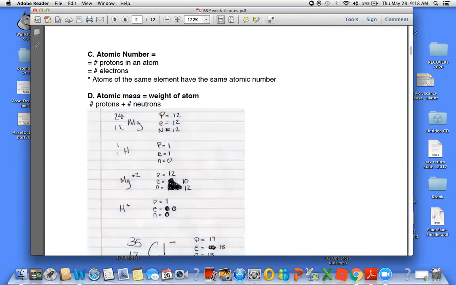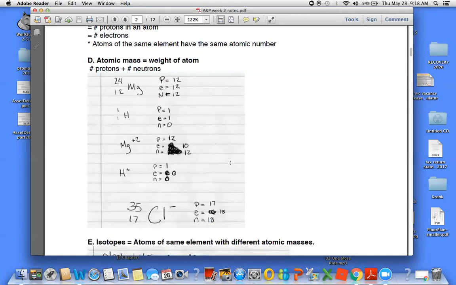Let's do another one. Magnesium, 24 minus 12. That gives you the number of neutrons, right? Big number minus little number. So magnesium has 12 as its number of neutrons. And it has 12 as its number of protons because that's the low number. And the electrons is the same as the protons, so that's 12.